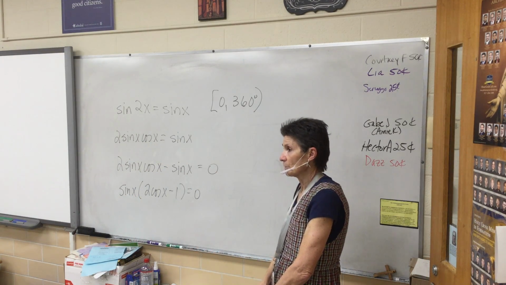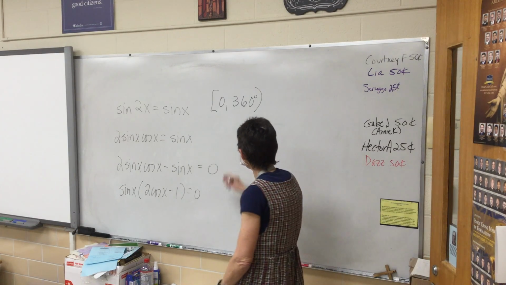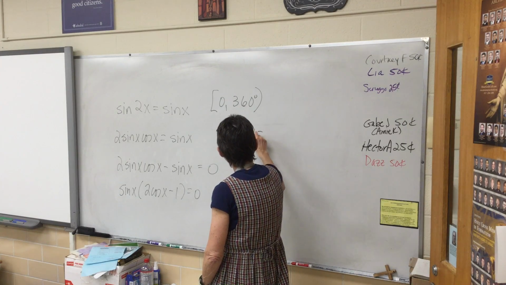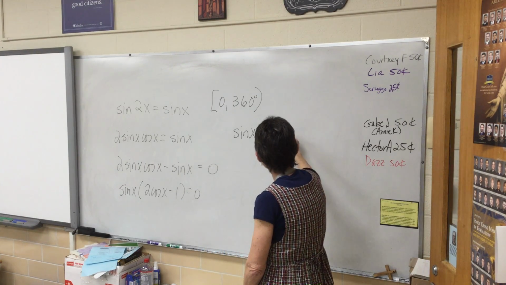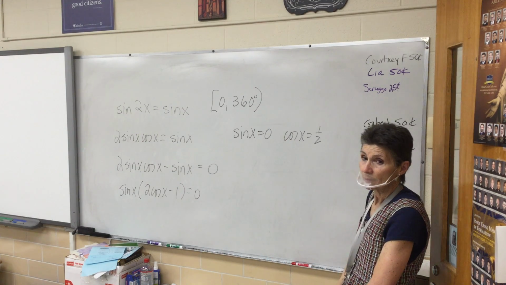Once I factor, what do I do? Set them both equal to 0. So sine x equals 0, or basically cosine x equals 1/2. Is that okay with everybody?